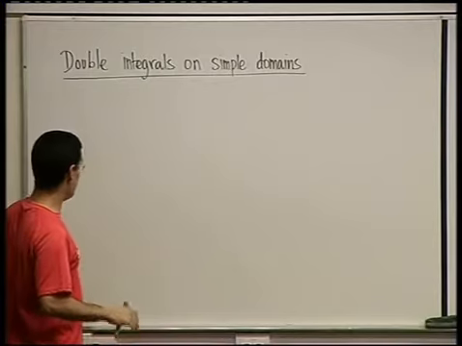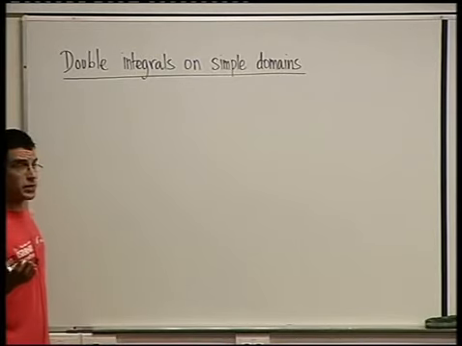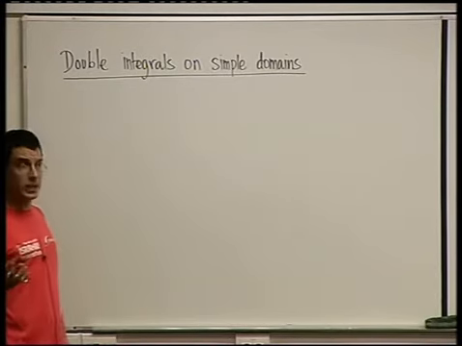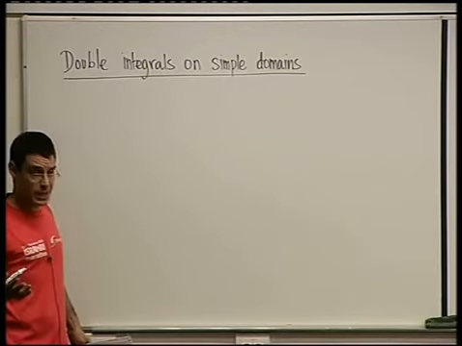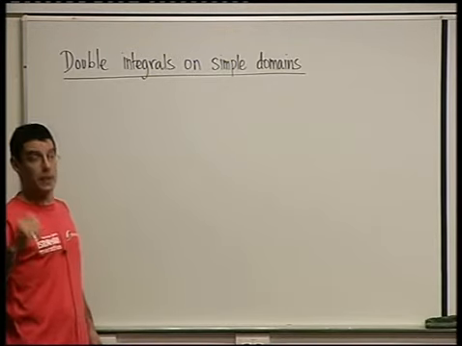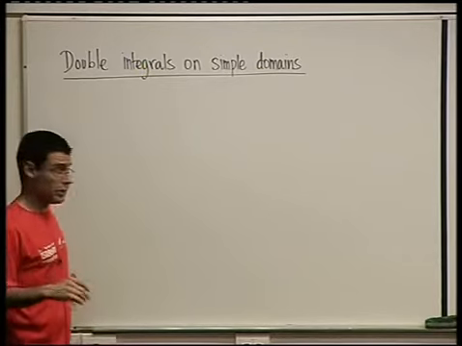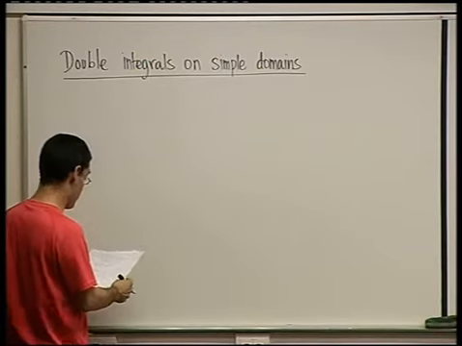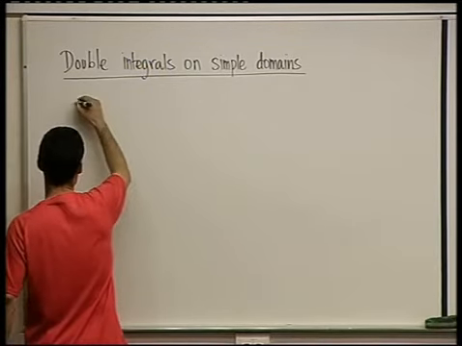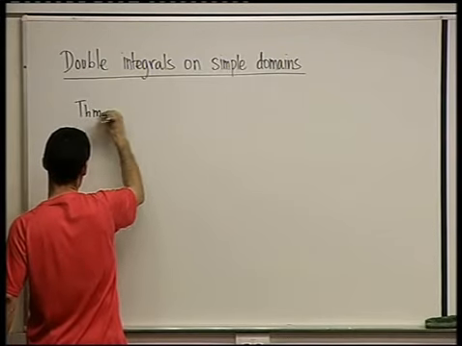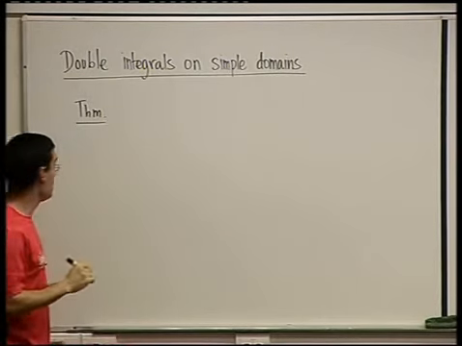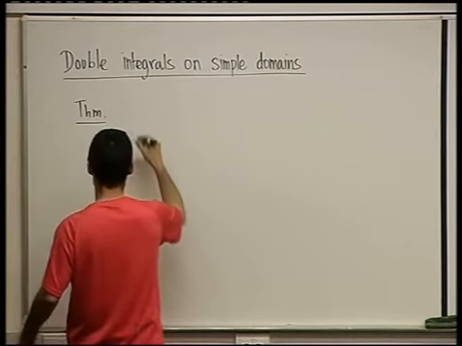Okay, so what we want to do now, we know what simple domains are, and we want to see how we calculate double integrals on simple domains, and it's going to be via iterated integrals, just like we did on rectangles. So let me remind you what the theorem was for rectangles. This is the theorem that we already know, and we already demonstrated in an example.